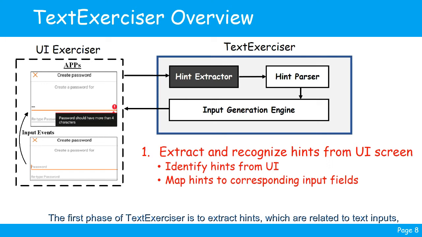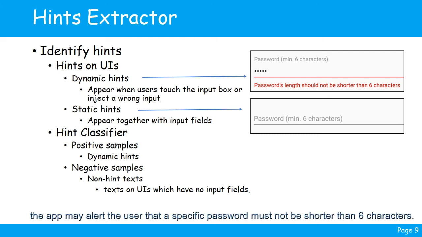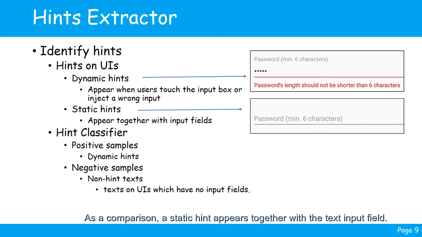The first phase of TextExerciser is to extract hints, which are related to text inputs, from an Android app. There are two steps in this phase: identify hints from the app UI and map hints to the corresponding input fields. There are two types of available hints in Android apps: dynamic hints and static hints. A dynamic hint appears once a user inputs an incorrect text into the Android app. For example, the app may alert the user that a specific password must not be shorter than 6 characters. As a comparison, a static hint appears together with the text input field.